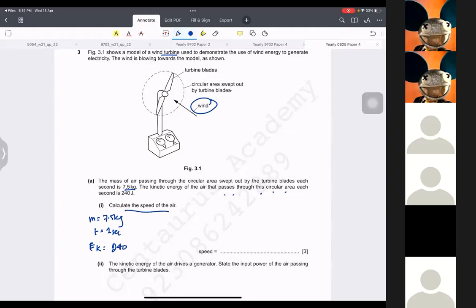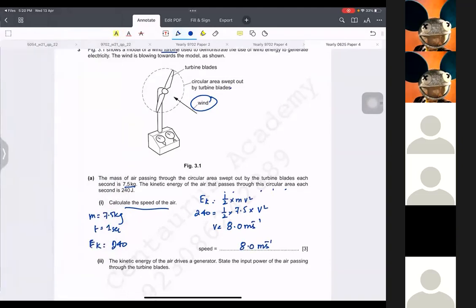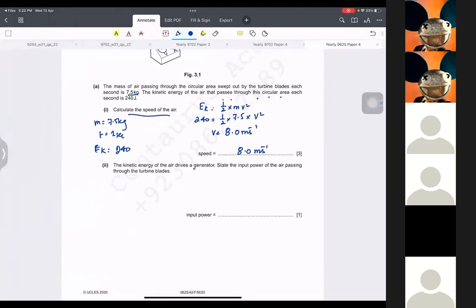So it says calculate the speed. So the kinetic energy formula is half times mv squared. So 240, half, mass is 7.5 and velocity is this. So let's do it. This will be 240 times 2, divided by 7.5. 64 and under root answer. So velocity is 8.0 meters per second. Do not forget units.